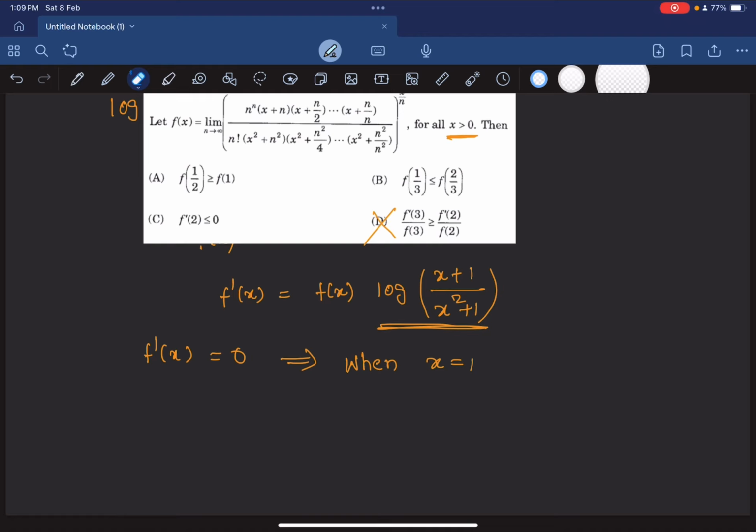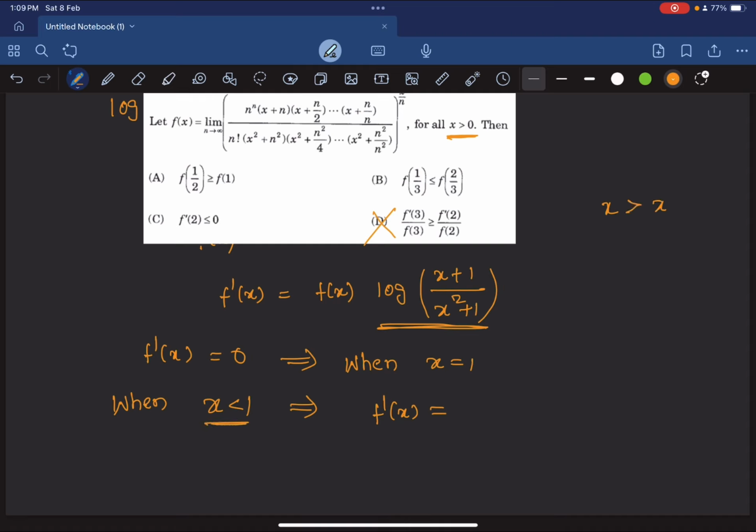Now, what happens when x is less than 1? When x is less than 1, f dash of x is equal to, for x less than 1, x is greater than x square. Alright. So if you consider 1 by 2, it is greater than 1 by 2 whole square. So when x is less than 1, x is greater than x square. So x plus 1 is greater than x square plus 1.